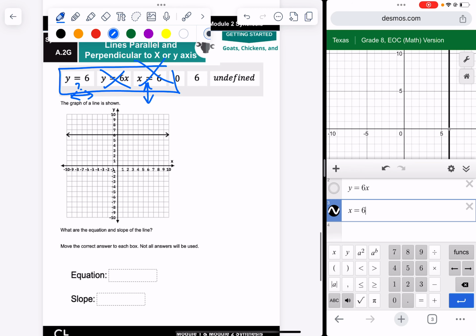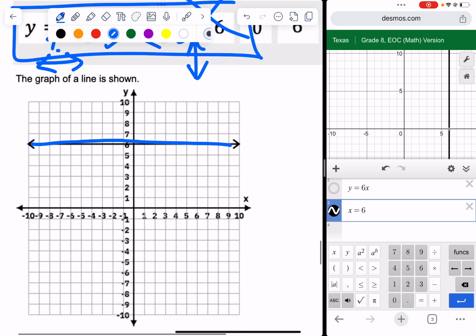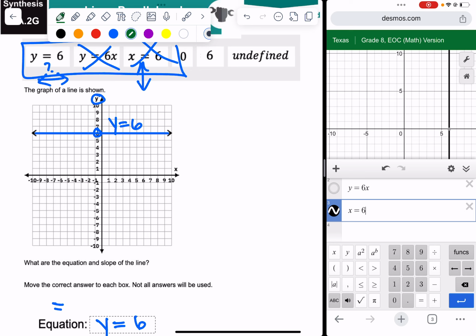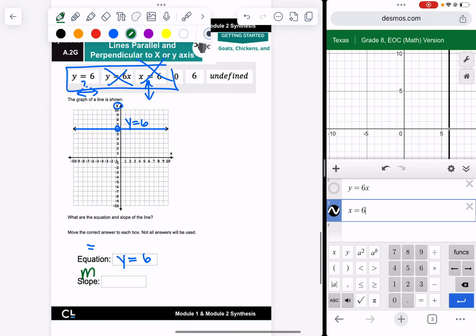So my equation has to have an equal sign. Y equals 6. Okay, you can also do this by saying this line right here touches the y equals at 6. Now, when we're looking at the slope is your m. The slope of a line that goes left and right is going to be 0. So right here I have a 0. That's what I'll put right here, 0.